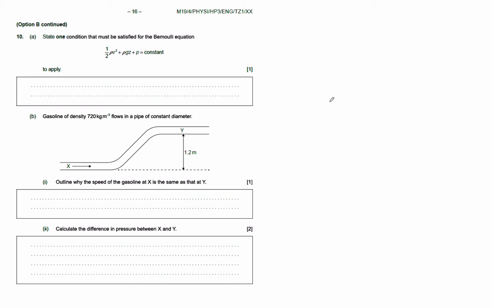Okay, state one condition that must be satisfied for the Bernoulli equation to be valid. There's a bunch of things here. Remember, though, that the main thing is that the flow has to be laminar. Laminar means not turbulent, right? That the particles all continue and follow each other. They're not swirling around. That's the main thing.